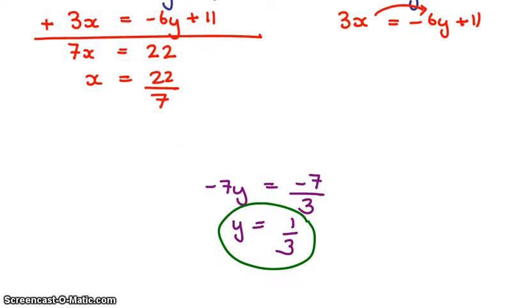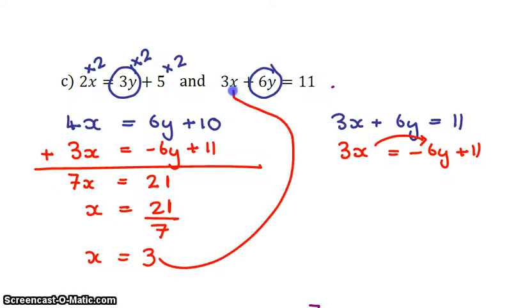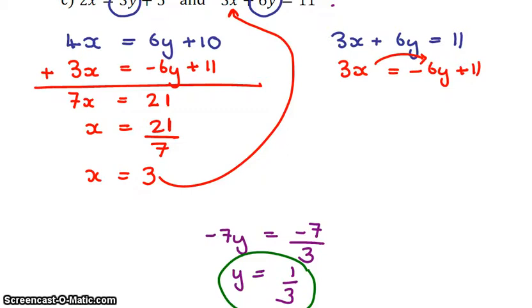Now, the only problem is I did that wrong, didn't I? Because I can clearly see the 22 over 7 was not what I got earlier, so I added incorrectly. It should be 21 over 7, which would give me x is equal to 3, which would give me y is equal to a third. I could go back and put x is equal to 3 in any one of these equations and solve for y. So that would have been a neat way to do this equation.